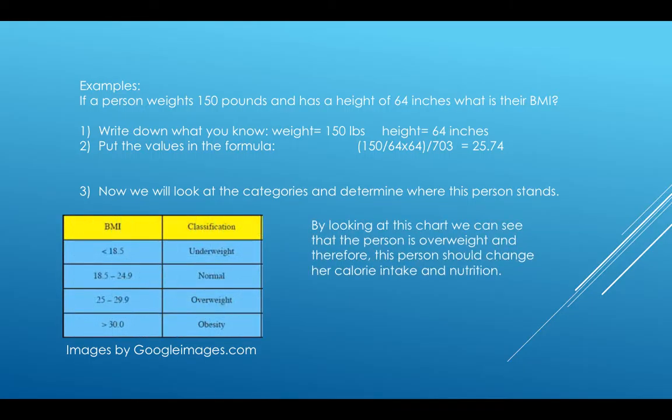Now we look at the categories and determine where this person stands. So 25.74 is overweight. By looking at this chart, we can see that the person is overweight and therefore this person should change their calorie intake and nutrition.